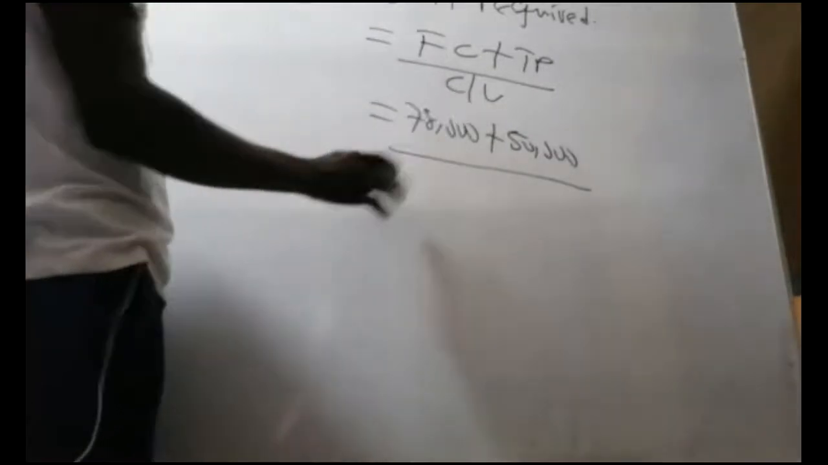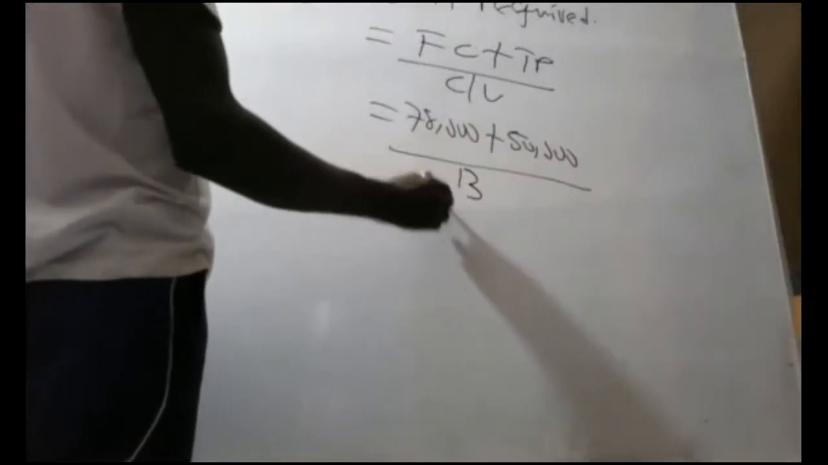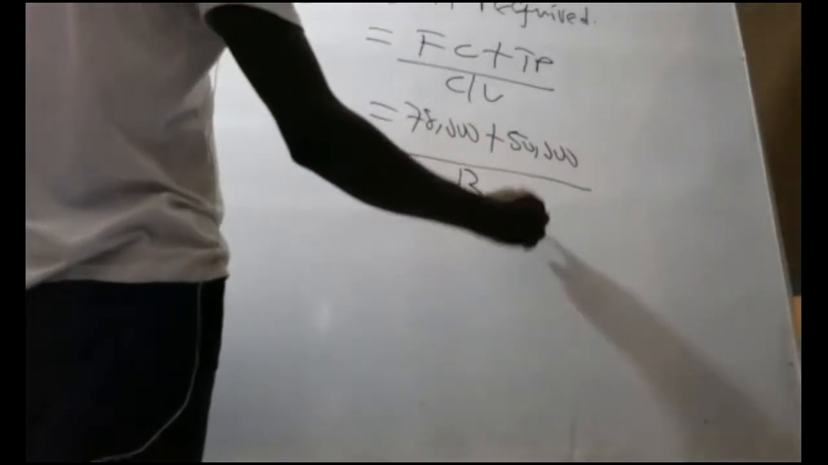C. Units required, which will be the fixed cost plus the target profit divided by contribution. Fixed cost was 78,000. Target profit is 52,000. No tax, so don't even worry about the tax issue. Divided by 13. The answer is 10,000 units. Perfect. Good.